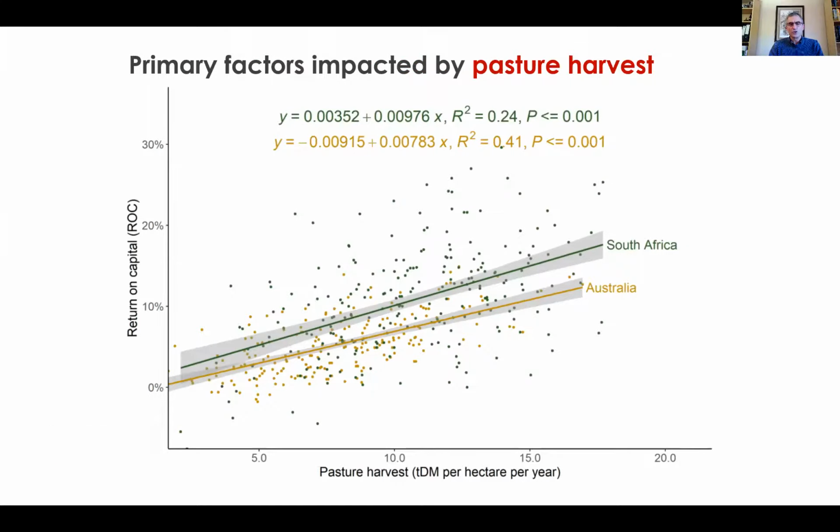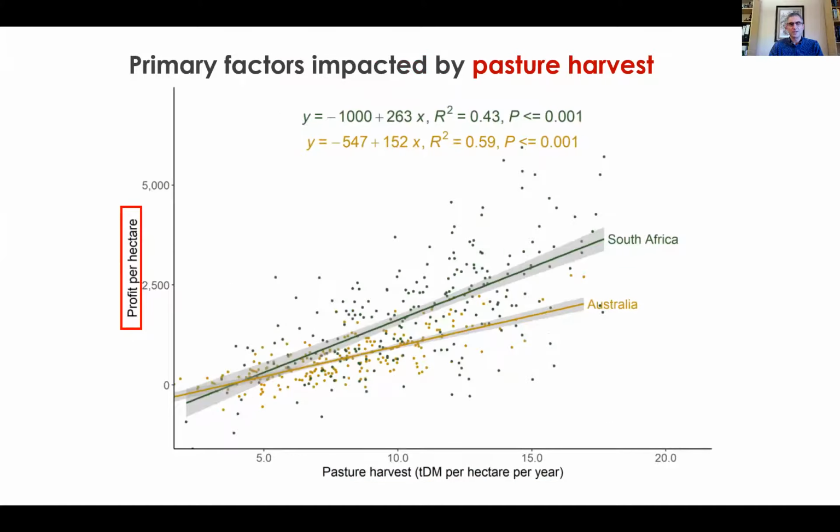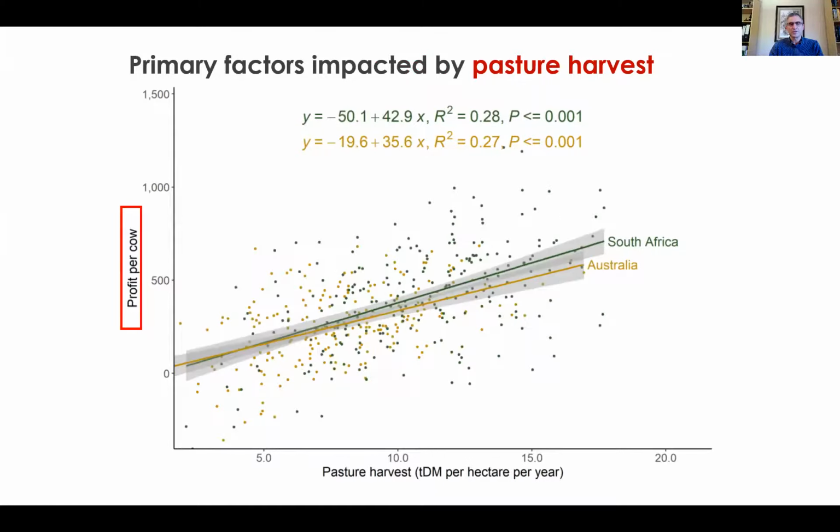So now I'd like to look at the wider impacts of increasing pasture harvest. Once again, this graph outlines the impact of pasture harvest on profit or return on capital. The trends are similar and strong in the two data sets, with increasing pasture harvest contributing to an increase in profit. This graph outlines the impact of pasture harvest on profit per hectare. The two trends are similar and even stronger than with return on capital. This graph outlines the impact of pasture harvest on profit per cow. Again, the trends are similar and are really strong.